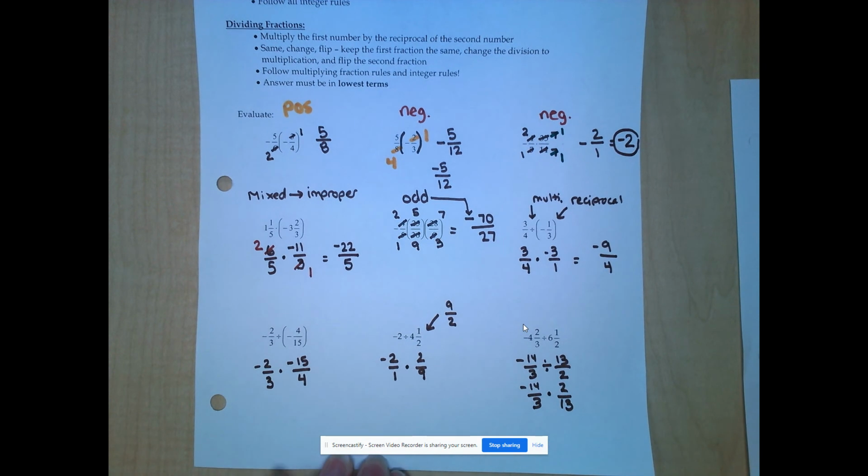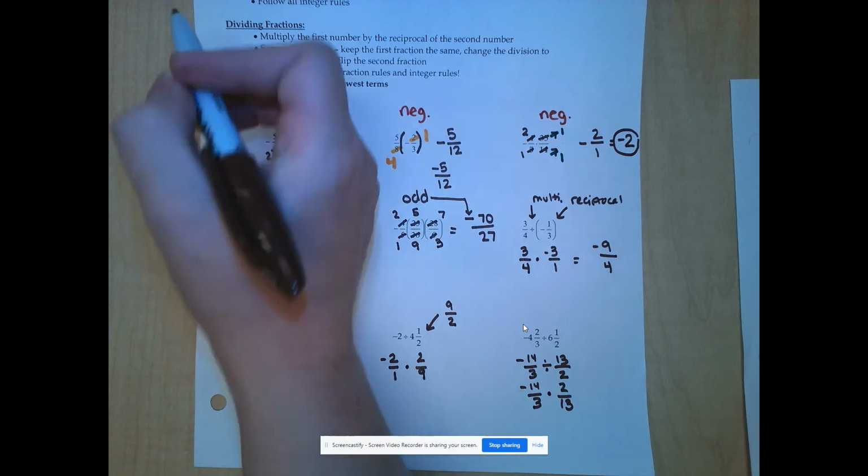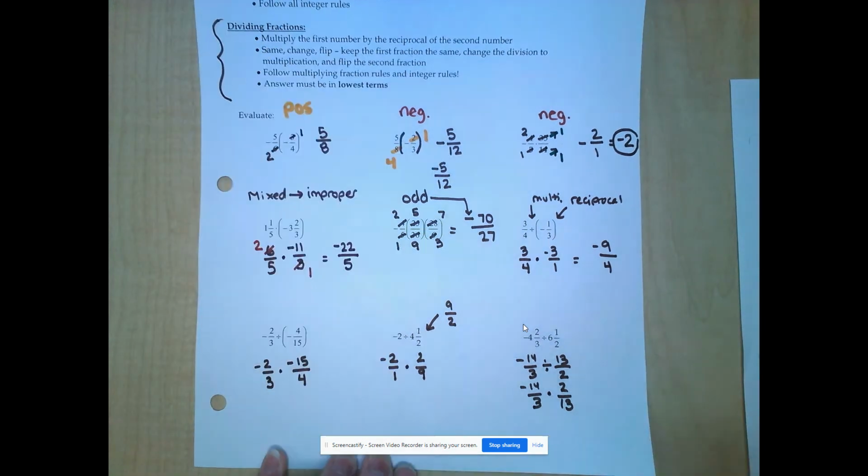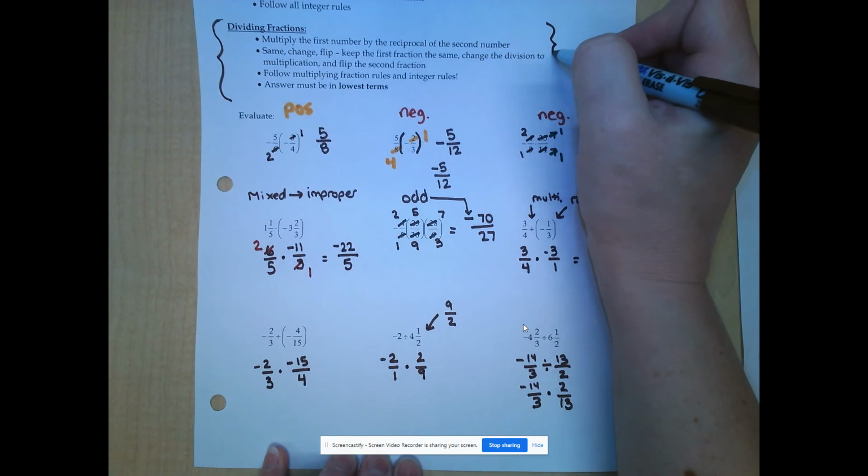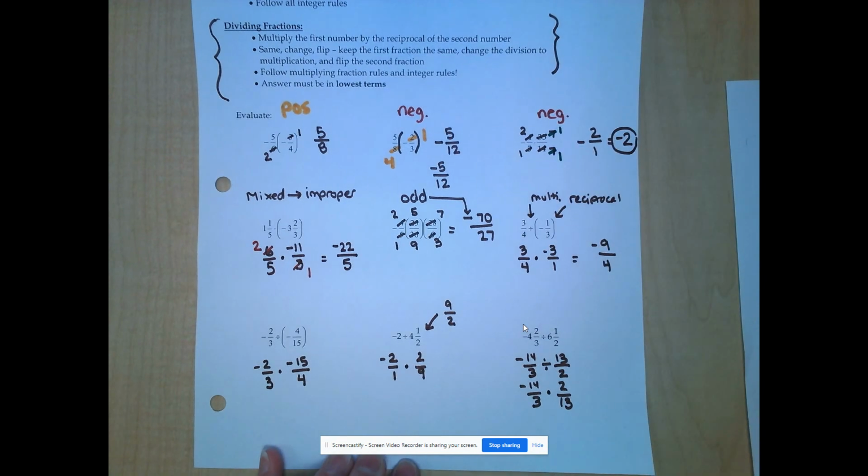All of the simplifying and multiplying stays the same once you change from division to multiplication. And you'll notice all of the directions for dividing fractions right up here at the top so that you can go back and read them over step by step if you need them.